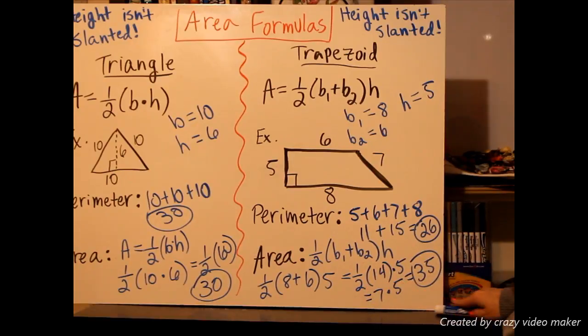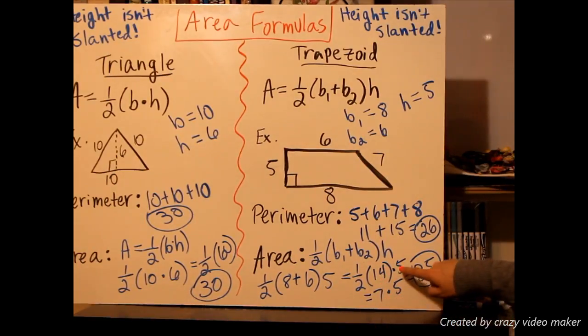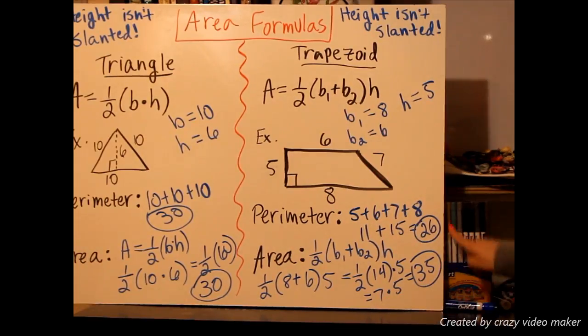We're following order of operations. We're starting on the left. We did 1/2 times 14. That's 14 divided by 2. 14 divided by 2 is 7. We still have the multiplying by 5. 7 times 5 is 35. So that's how we end up at our final answer.